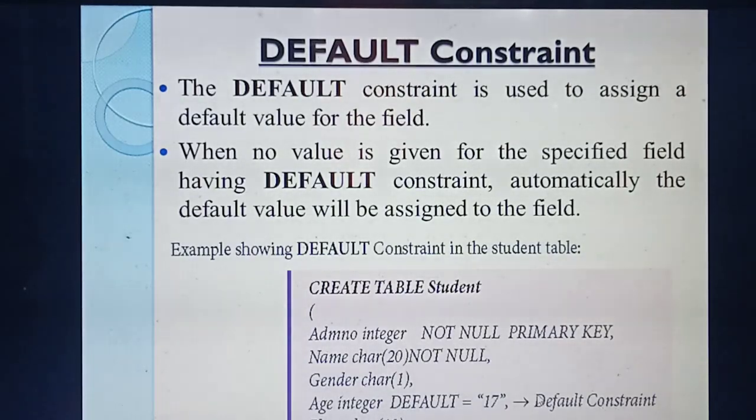So what's the use? For example, for voting schemes they are giving a new name list, isn't it? What's the default age for the voting list? 18. Those who are above age 18 are eligible to vote, isn't it? Likewise, what's the default value for voting? 18. So likewise, if you need to give some default values for particular fields, you can give a default constraint. Here you have given the default value as 17, so you need not enter the age for the students. Automatically it will give the default value 17.